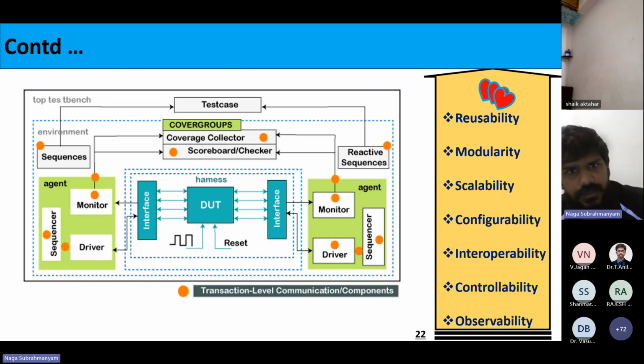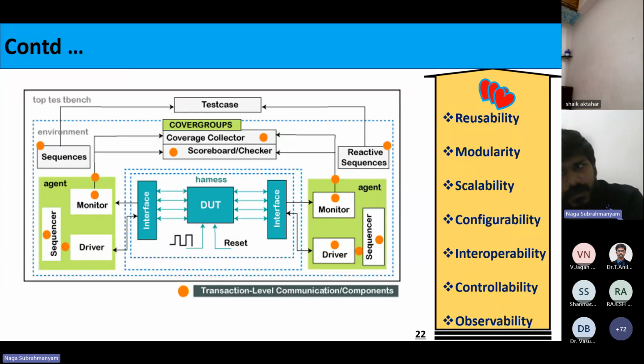Scalability means you can scale this environment to any level by using multi-dimensional arrays. You can create 100 environments for one design, and in parallel they'll put the data. Now we will understand how the design is behaving. We will configure those 100 environments: which environment has to give the data, and which should not give the data. Like that, it is configurable.